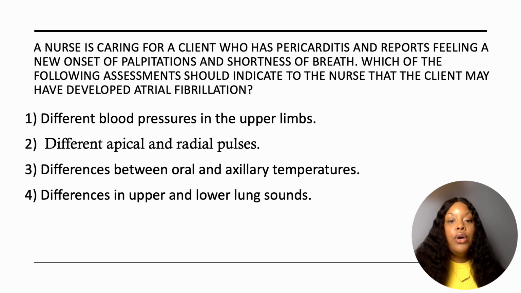So I'm going to give you some time to think about it. If you chose 2, the difference between apical and radial pulses, then you are correct. So remember, with atrial fibrillation, you have rapid, disorganized electrical activity of the heart in which the atria contract too quickly and send these impulses to the ventricles. So the presence of a pulse deficit between the apical and the radial pulses is an indication of atrial fibrillation. So you want to make sure that you know that this patient can experience a pulse deficit, right? And that's just because of the atria contracting and sending all those signals to the ventricle.